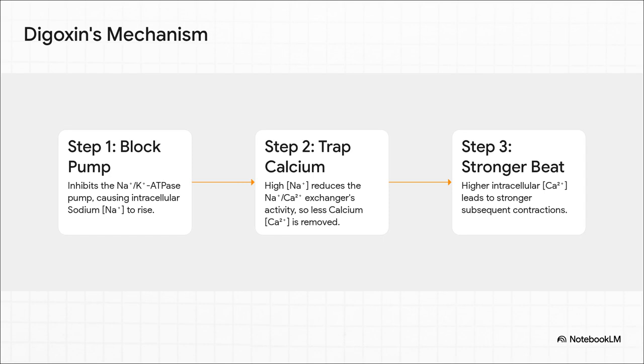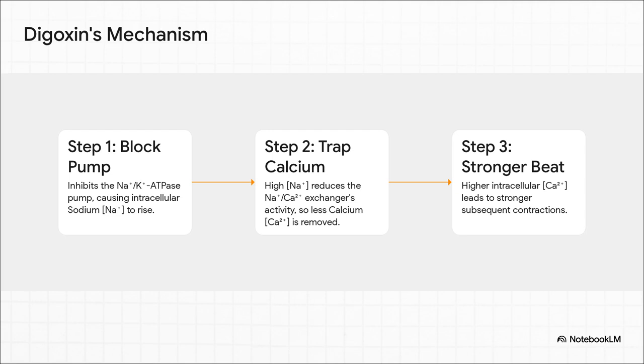Sodium starts to pile up inside the cell. Now, that excess sodium messes with a different pump, the sodium-calcium exchanger, making it harder for that pump to get calcium out of the cell. That's step 2. So the end result? You've got more calcium hanging around inside, which means the next heartbeat is going to be stronger. Simple as that. And that's not all. Digoxin also increases vagal tone, which slows the heart down.